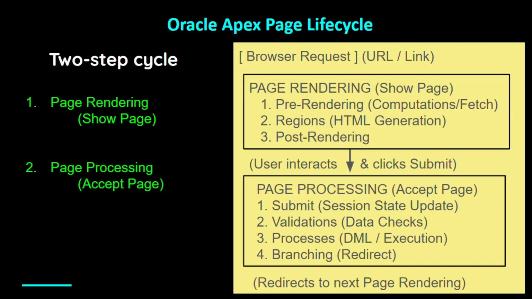An Apex page runs on a simple two-step cycle. First, page rendering, also known as the show page phase. This handles showing the page to the user, running computations, and generating the HTML. Second, page processing or the accept page phase. This triggers when a page is submitted. It handles session state updates, data validation, DML database changes, and branching to the next page.